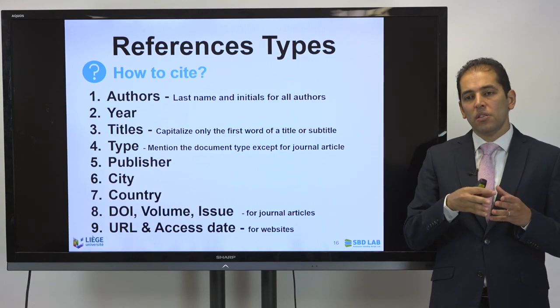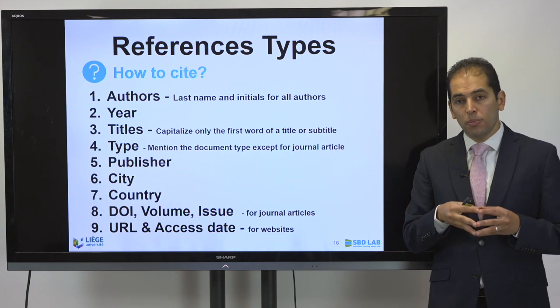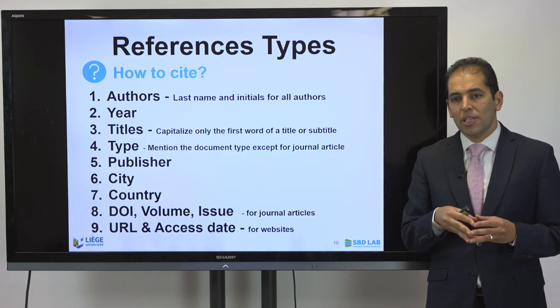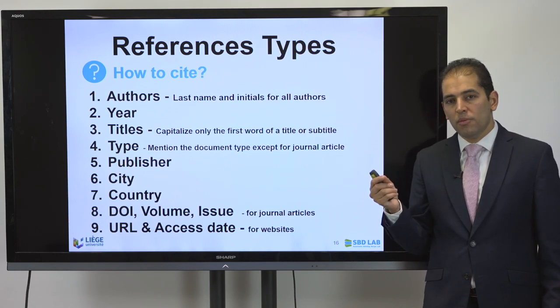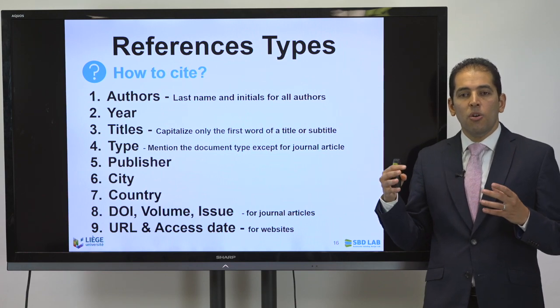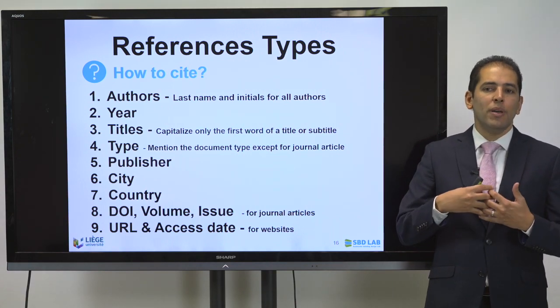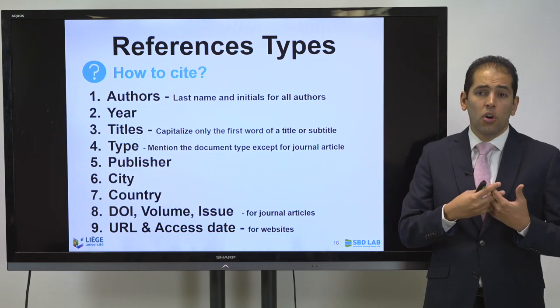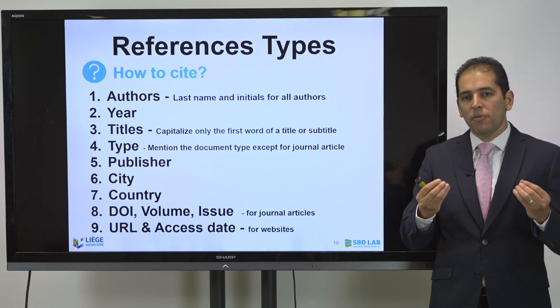Actually, we mention the type with specific types of documents like reports, master theses, PhD dissertations, standards, but we do not mention the type for journal articles, for example. We don't need to say journal article. Journal articles are the only exception, but for most other documents we must mention the type of the document.